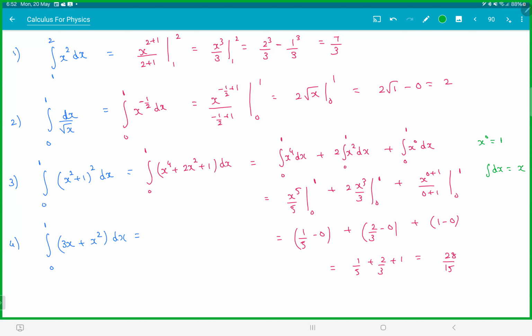What about the next one? It is easy. 3 times integral x dx plus x square dx. So this is 3x square by 2 plus x cubed by 3. That is 3 by 2 plus 1 by 3.